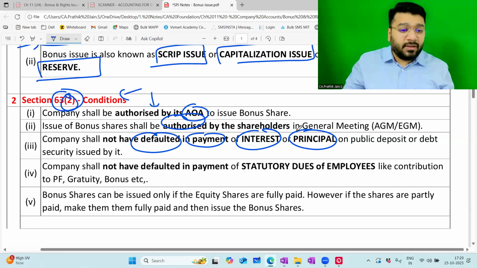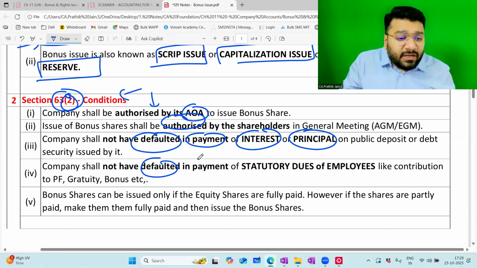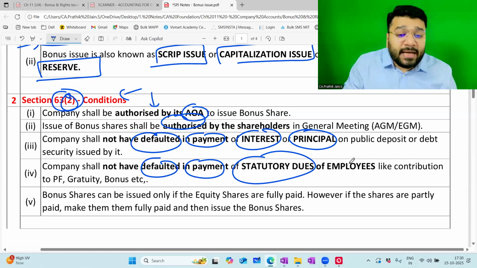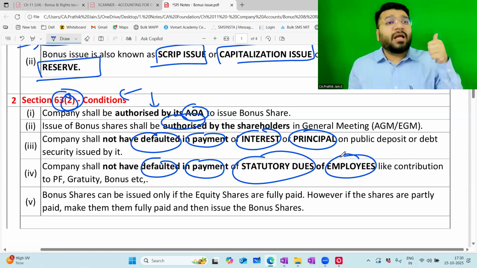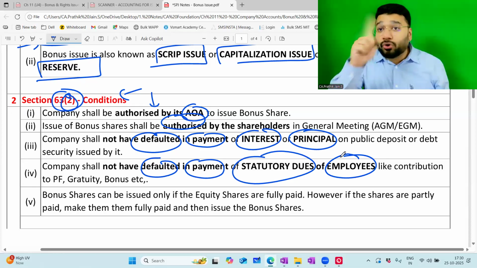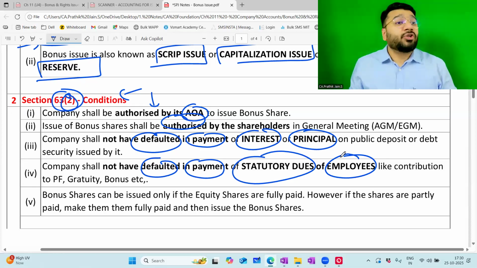Okay, not okay? Likewise, you should not have defaulted on the payment of statutory dues. There are multiple statutory dues. We are talking about statutory dues pertaining to employees. The income tax money that I have to pay is also a statutory due. The GST money that I have to pay every month is also a statutory due. But those two are not related to employees. So here we are talking about employee-related statutory dues.